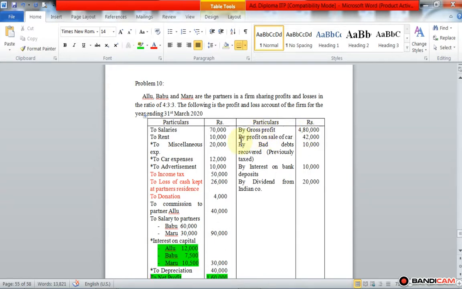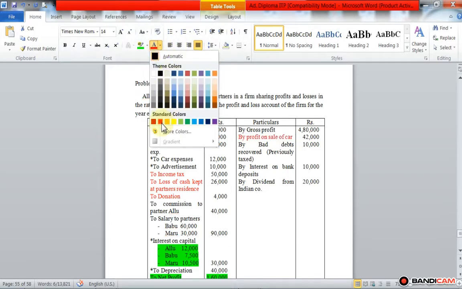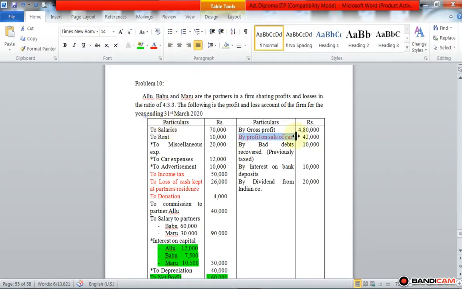Then by profit on sale of car. Profit on sale of car is capital income of the firm, so it is income from capital gain, so it is not considered as income from business. So it is deducted from net profit.